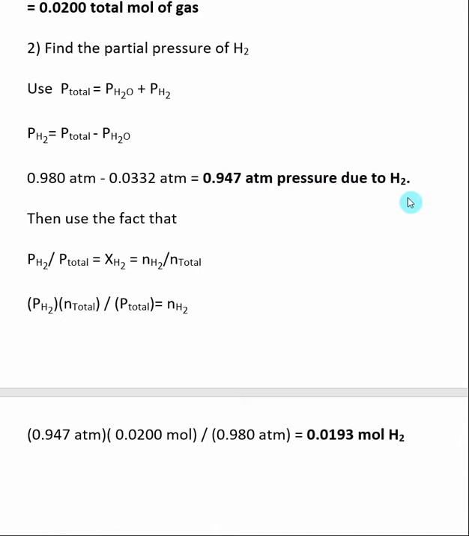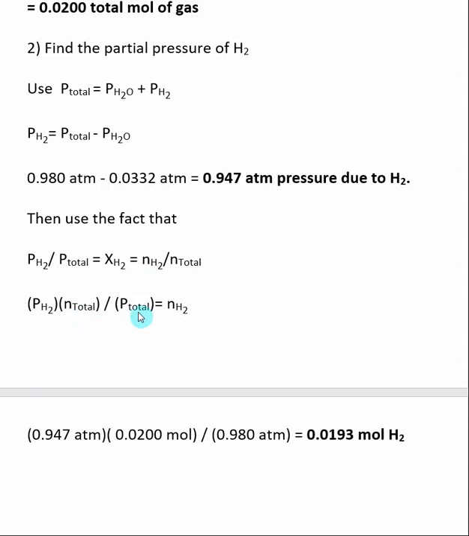Remember, we're looking for the number of moles of our hydrogen gas. To do this, we are going to use the fact that the partial pressure of hydrogen divided by the total pressure is equal to the mole fraction of hydrogen. The mole fraction of hydrogen is also equal to the number of moles of hydrogen divided by the mole total. So if we get rid of the mole fraction, we can equate this part and this part together. I then solve for the number of moles of hydrogen.